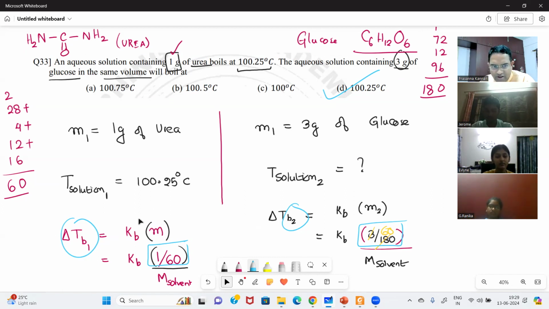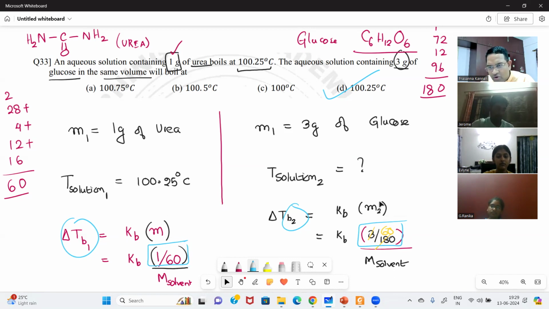So we are just looking at what happens to the elevation in boiling point, and we see that Kb and mass of the solvent are the same in both cases. The only possible difference is the number of moles, right? So in the first case, it's urea, 1 gram. Number of moles is mass by molecular mass, so 1 by 60.